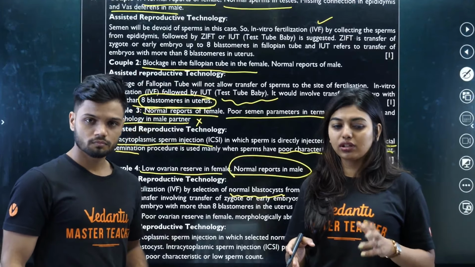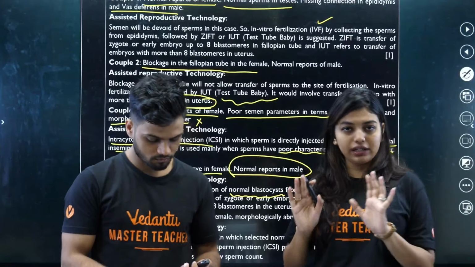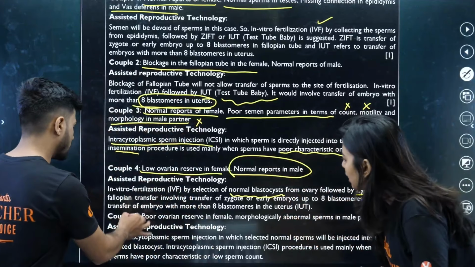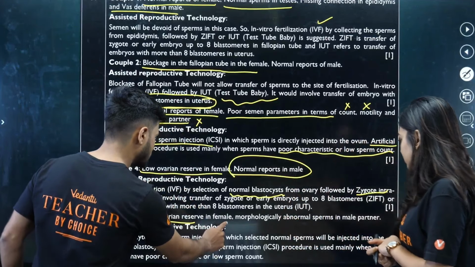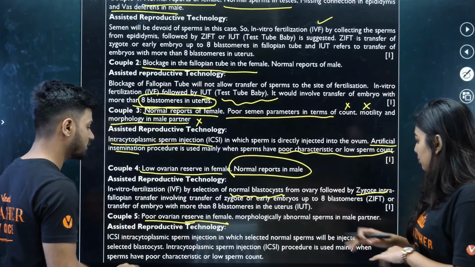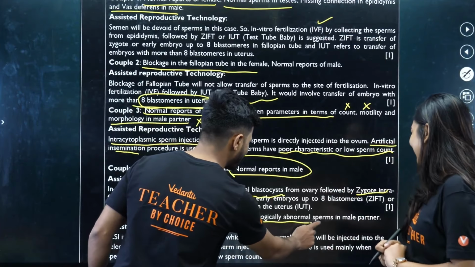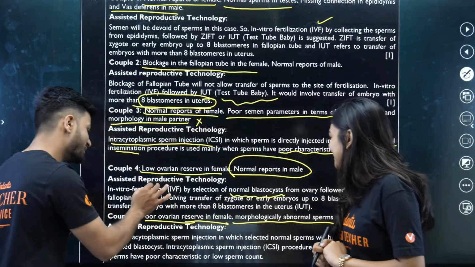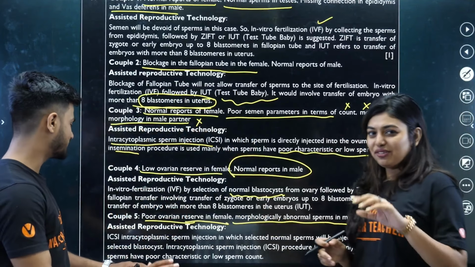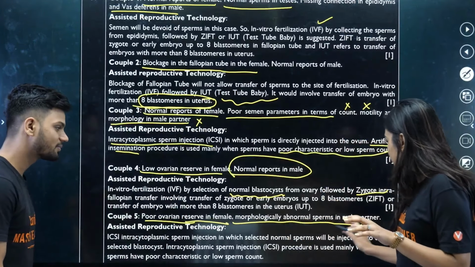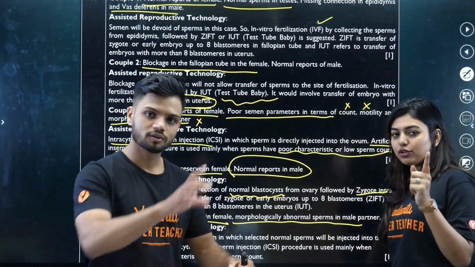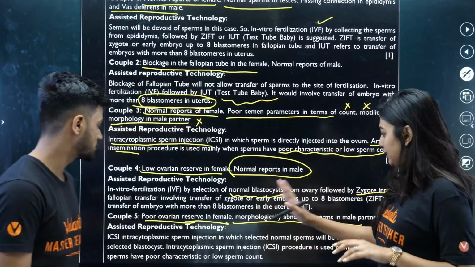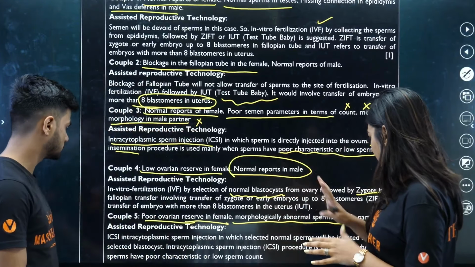So it is up to the doctor if they want to do it at the 8-cell stage or before. Okay, blastomere stage. Now the poor ovarian reserve case is different: poor ovarian reserve in the female, morphologically abnormal sperm in the male partner. So what do you do now? Since the sperm is morphologically abnormal, the only option is injection. That is your intracytoplasmic sperm injection.